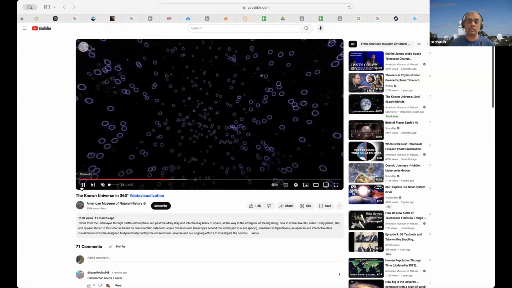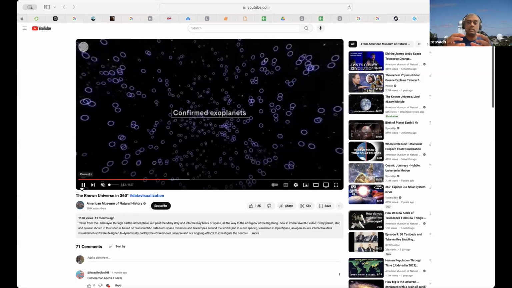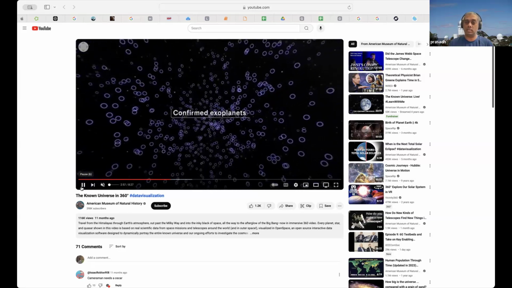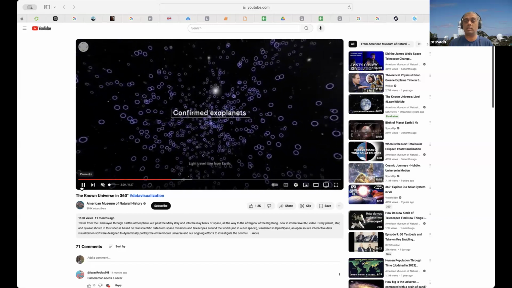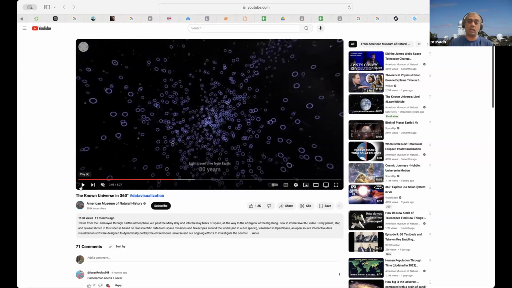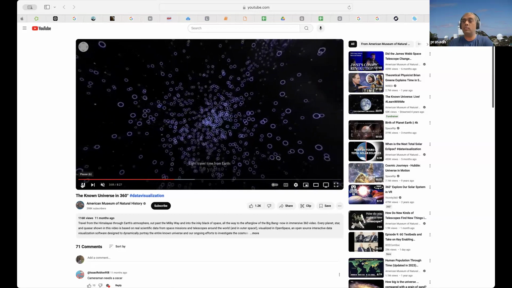Now you will see on the next page, all these circle dots are actually confirmed exoplanets from our new research. So there are a large number of exoplanets in different solar systems, and all of them are, by the way, in our Milky Way. When you look at this scale, this is around 80 light years. So that means even if you travel at the speed of light, it will still take 80 years to reach these positions in the universe, right?